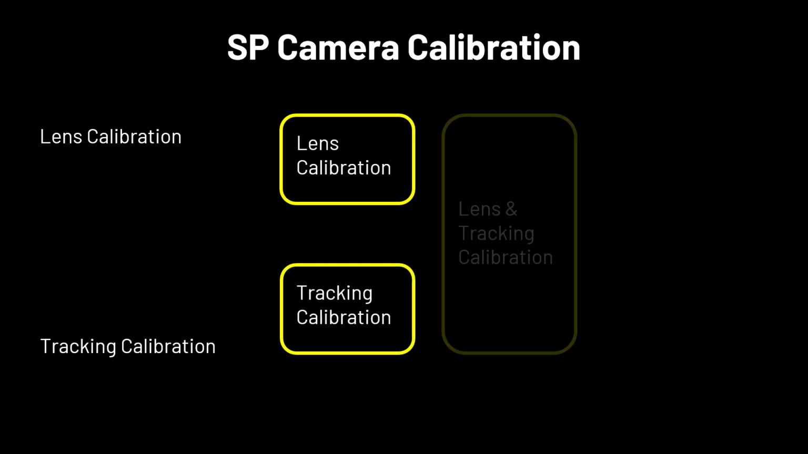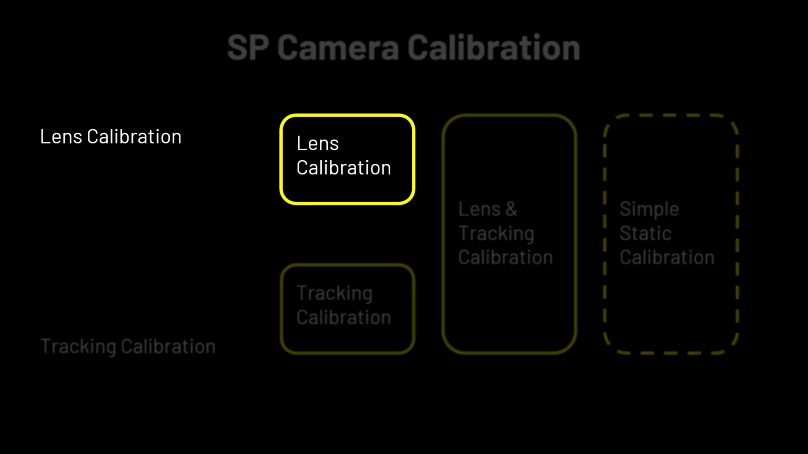With any camera calibration, there are two main parts to the process. The first part is the lens calibration, the second is the tracking calibration. The lens calibration is to create a lens profile for the lens and camera body combination. This profile holds the information about all the lens intrinsics, like the field of view, distortion, center shifts, and nodal offsets.